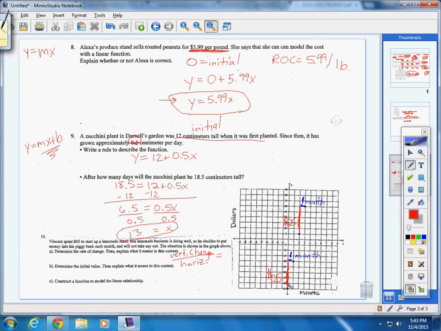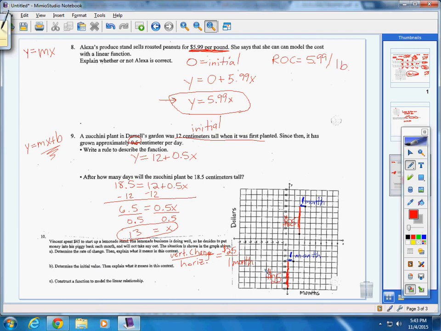I said my vertical change was 5, 10, 15, 20, 25, and it should be $25 because that is the units on the y-axis. And then my horizontal change was from 0 months over to 1 month, so I only moved 1 month. So the rate of change is $25 per month. And to explain what it means in this context, well, I pretty much just did. It means Vincent is earning $25 per month. That would be your answer.